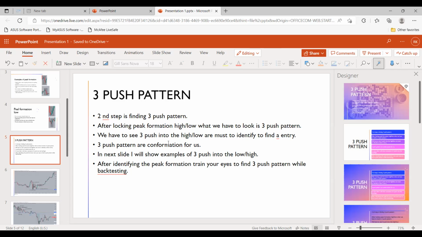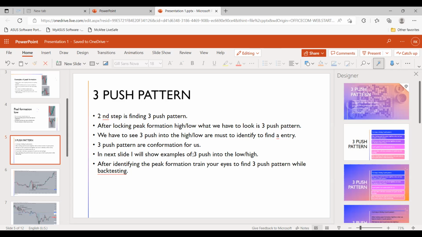Three push patterns are the confirmation for us. Confirmation of what? That the high has been locked or the low has been locked, right? They will give you the confirmation that this is the least price that the market tends to go lower, or the maximum price that the market tends to go higher, right?